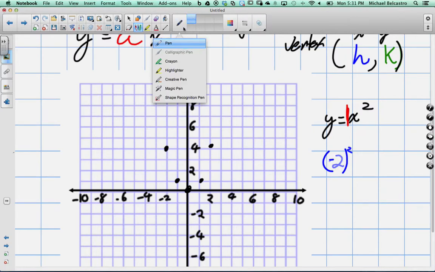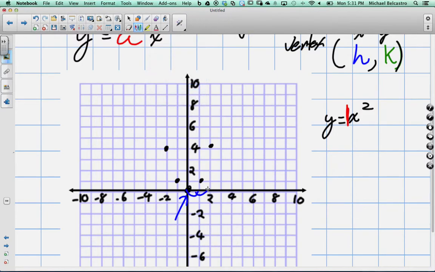And then the last one, go right back to the vertex. Let's go over 3. 1, 2, 3. What's 3 squared going to be? 9. And negative 3 squared will be? 9. So what's happened here is there's a step pattern. And I'll show you what the step pattern actually is.